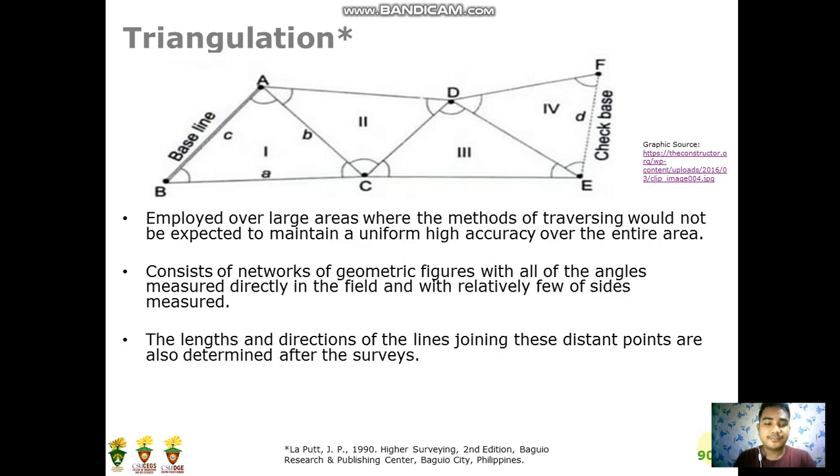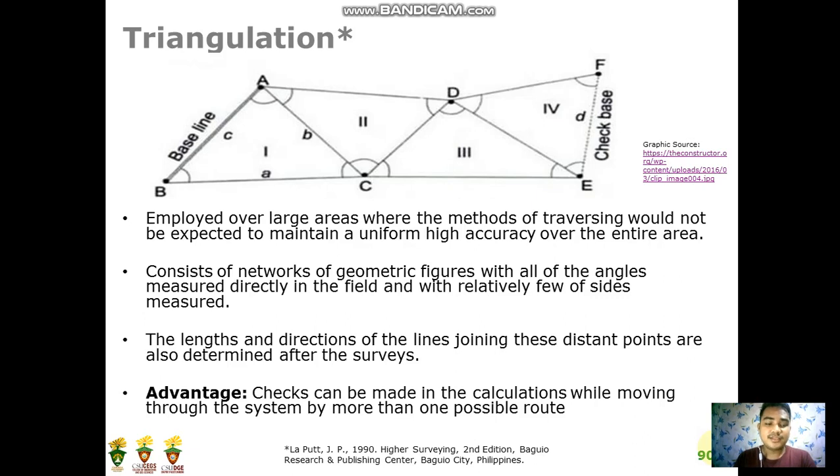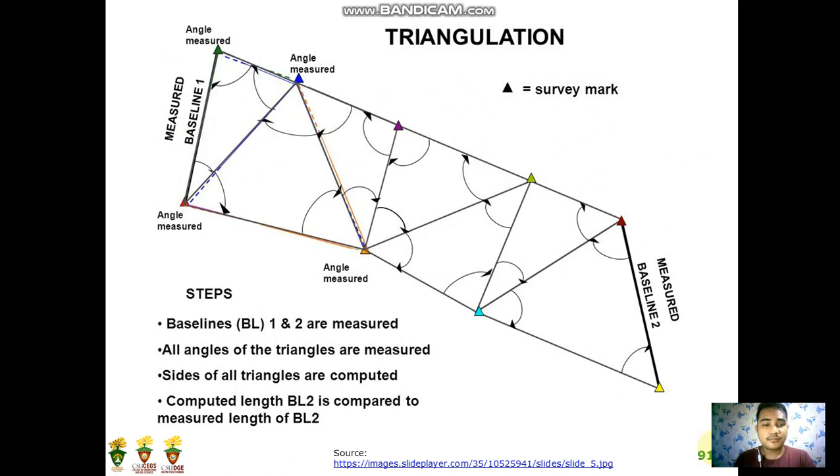So i-check siya, no? And an advantage of triangulation is checks can be made in calculation while moving through the system by more than one possible route. So tungod kay flexible man si triangulation, pwede ka maka-check sa imong error, no? While you are in the process of triangulation or bisan pag dili pa nimo ma-establish ang next nga point, pwede nimo ma-check kung unsa ang error or asa ang naay error. So these are the steps in triangulation, no?